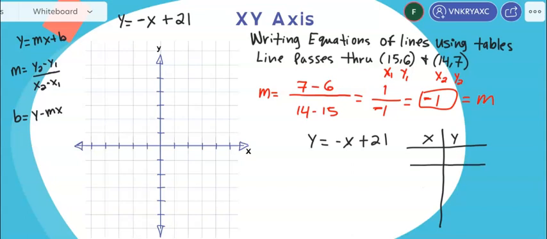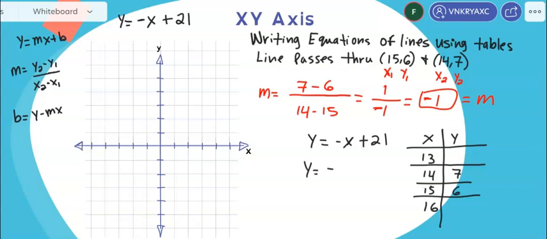Let's plug in numbers close to those points. So let's try 13. We already know 14 is supposed to give you 7, and 15 is supposed to give you 6. So let's see what 13 gives you.